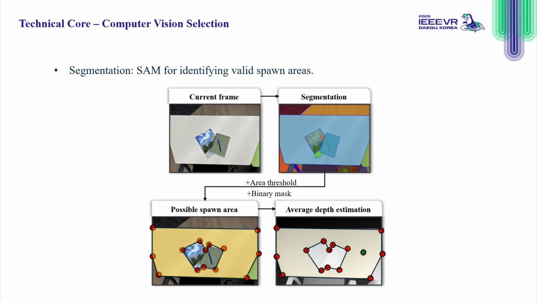OpenCV is then used to extract the polygonal vertices defining the boundaries of these segmented areas, particularly identifying empty or flat surfaces suitable for placement. This step identifies candidate regions where virtual objects can be placed without intersecting existing physical objects.